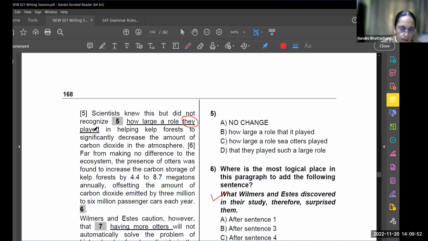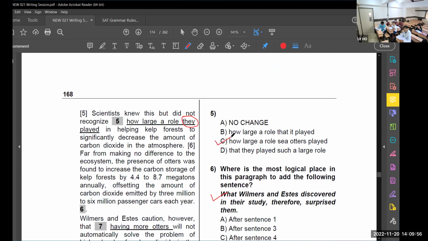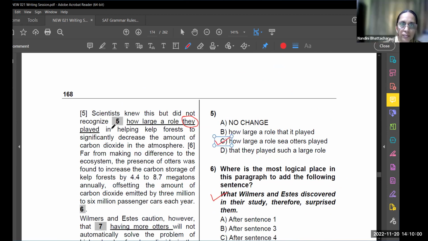So which would be the best option then? C would be the best option. It brings about clarity: how large a role sea otters played. So whenever you have a pronoun in the underlined portion, first figure out, is it bringing in clarity? Do you know what it is referring to? Is this from the particular sentence or from the previous sentence? If not, go in for replacing the pronoun with a noun.